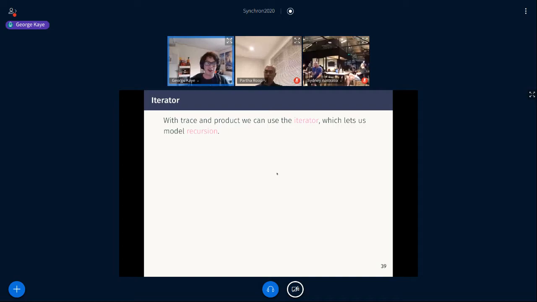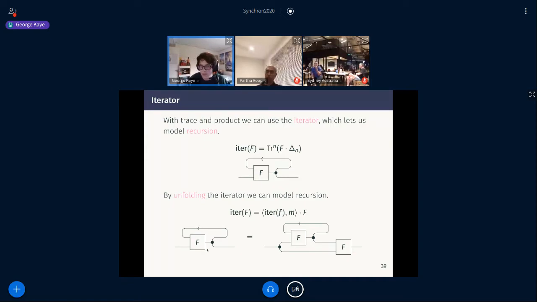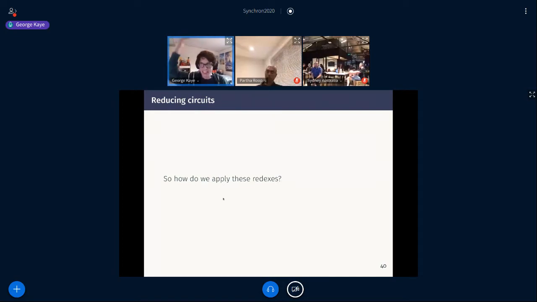So the combination of the trace and the product is quite interesting because it means that we can use what's known as the iterator, which is how we can model recursion. So the iterator is just when we take all the outputs from some circuit, we feed them all back into the input. And why is this useful for us? Well, it means that we can use the unfolding axiom, which is how we can copy this circuit, put it to the side, and have the first bit here, and we keep recursing over and over, we keep unfolding, and we get some sort of result out of it. So we have this massive long list of redexes. So how are we going to apply these? Well, that's by using graph rewrites.